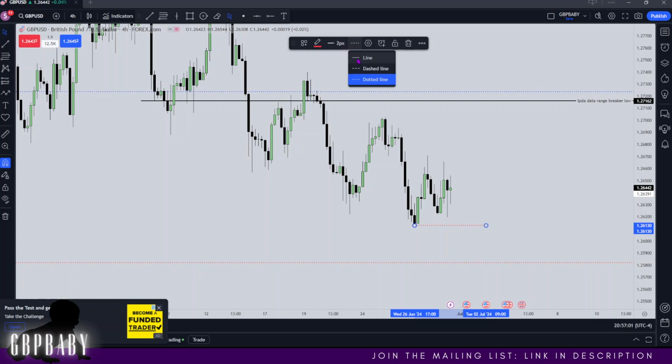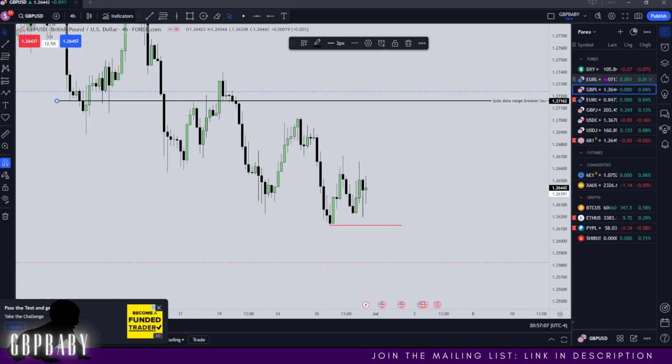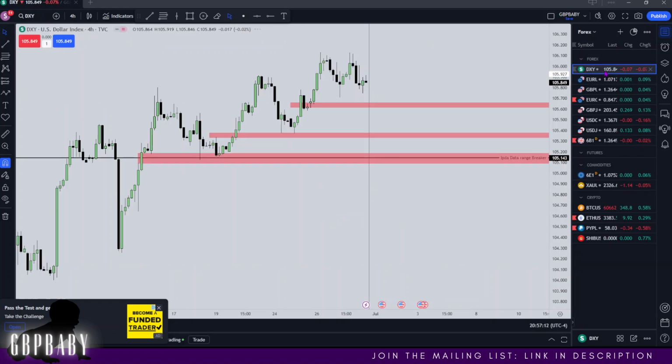month, guys. This is the first time I've done IPDA data ranges in a very long time, and obviously I've learned a lot over that period. So maybe that's why I'm starting to see how useful this may be, assuming we're on the right side. Let's look at dollar real quick.